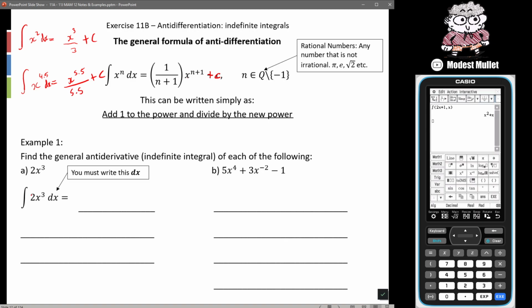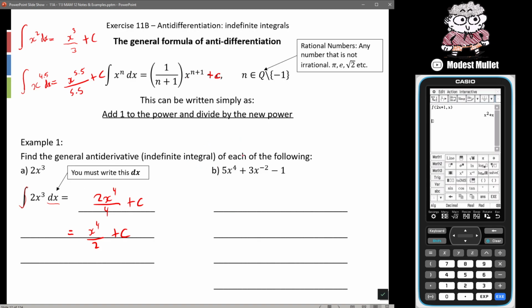But as I was saying, let's do the process. We want to find the antiderivative of 2x cubed. That means we want to integrate 2x cubed with respect to x, so we're going to add 1 to the power, and we had the 2, and we're going to divide by the new power, which was the 4, so we get that, plus the c, and we can simplify the 2 on 4 to be x to the 4 on 2 plus c, and that's it.